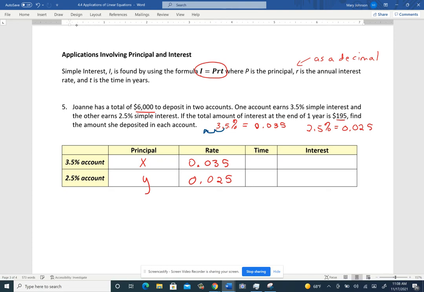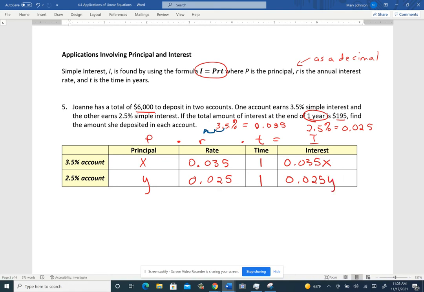Okay. Now, it says at the end of 1 year, so we're only going to have the money in the account for 1 year. And then the formula says that your interest right here can be found by taking your principal times your rate times your time, right? That's what the formula says. So I ought to be able to multiply those. So that 0.035 times 1 times X would represent the interest that was earned in the 3.5% account. Similarly, 0.025 Y would be the interest earned in the second account. Okay, let me write that Y the same way.